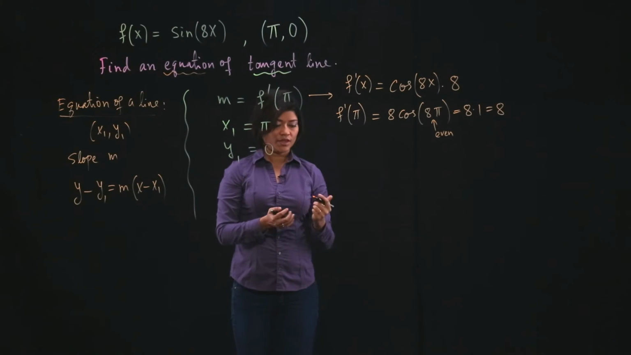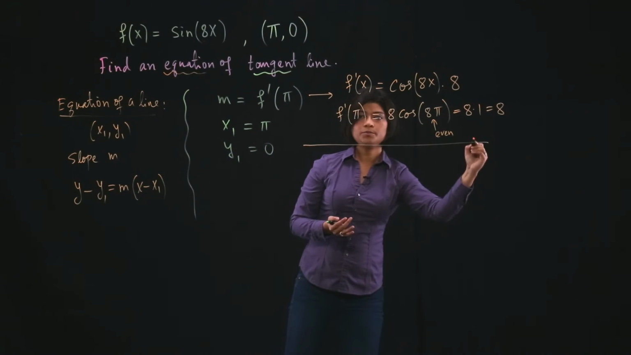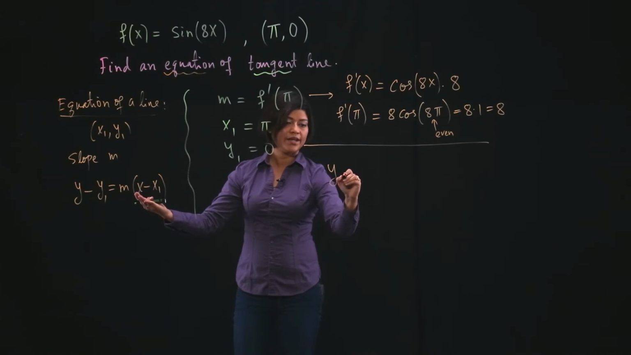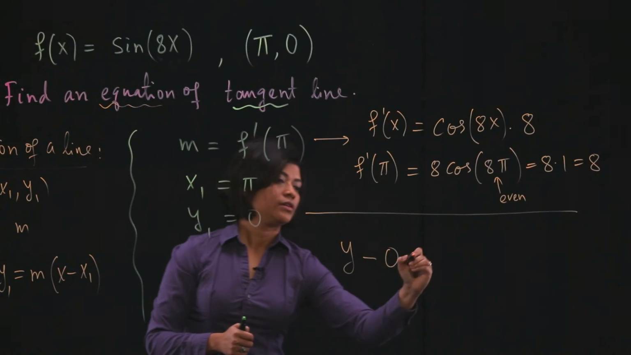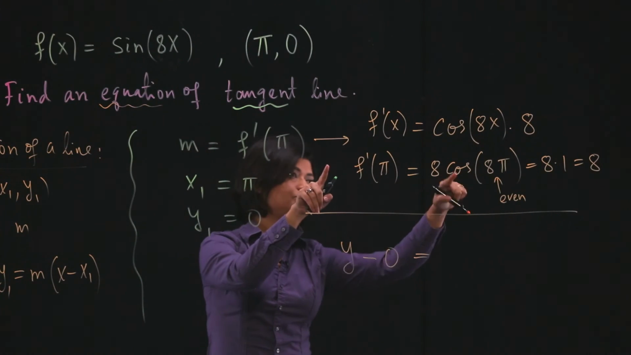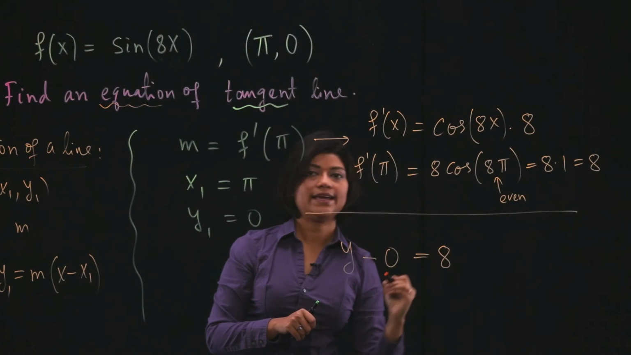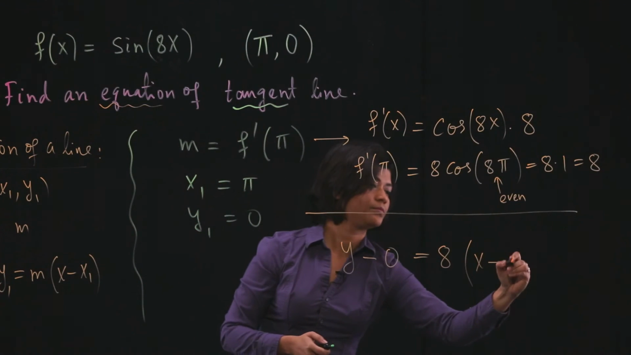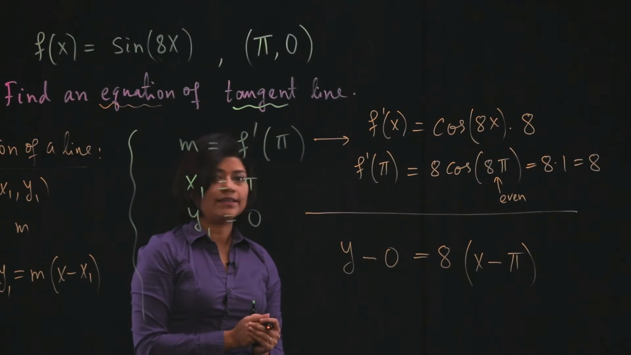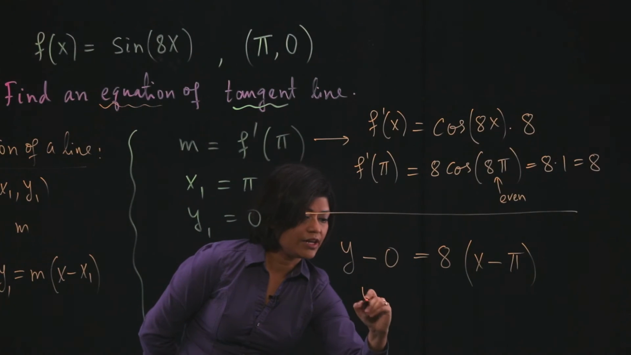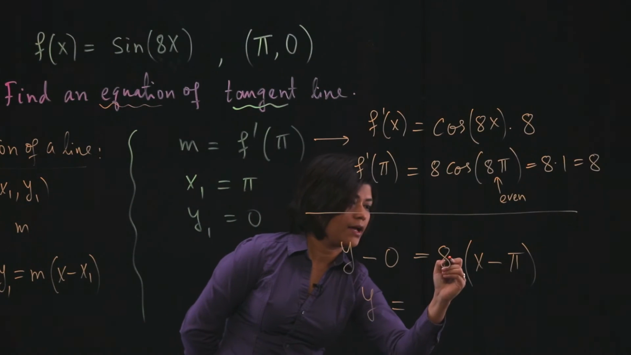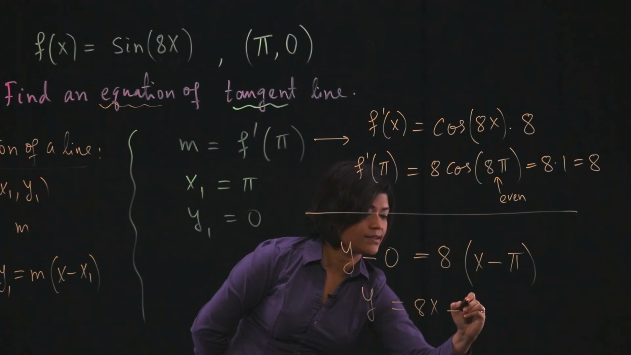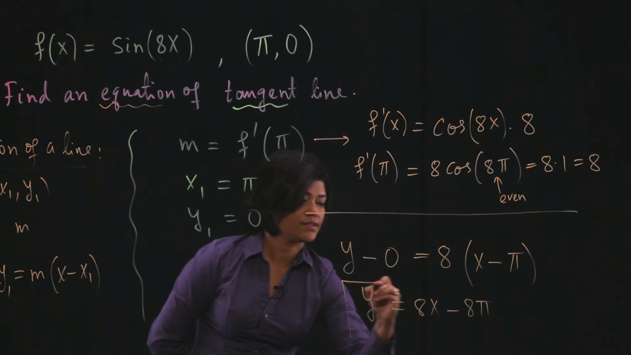So that's the slope. Now that we have slope, and we have the point on the line, we can write down the equation. It's right here. So the equation is y minus y1, which is 0, equal to m. m is the derivative, which we just evaluated here. It's 8 times x minus x1. x1 is pi. There you go. So that is the equation of the tangent line. You can get rid of this 0 and rewrite it as y equals 8 times x minus pi, or you can distribute 8, and it will be 8x minus 8 pi. So this is the tangent line.